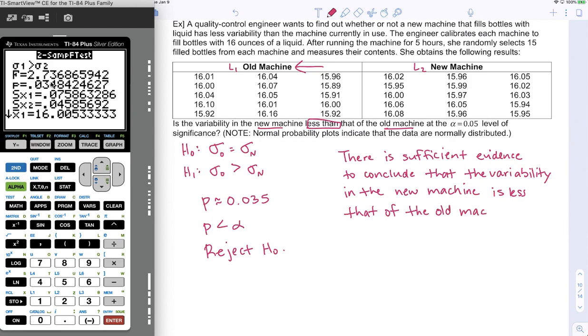You don't have to state it in exactly the same way I did. You could have said something like, there is sufficient evidence to conclude that the standard deviation of the contents of the bottle is lower in the new machine than the old machine, if you wanted to use the word standard deviation. The word variability is sort of indicative of standard deviation, but for most of these, there's going to be more than one way you could state your conclusion, and as long as it makes sense, it's fine with me.